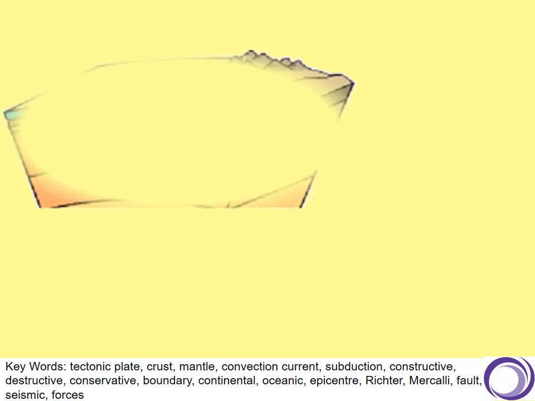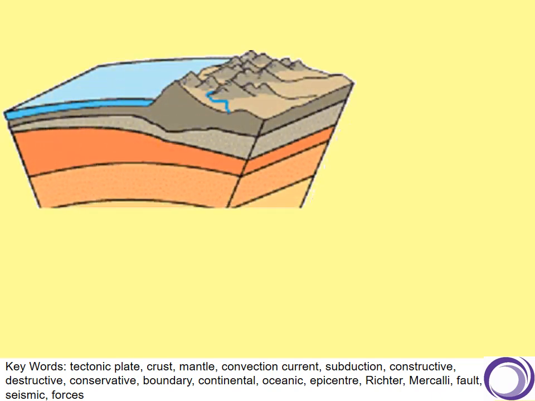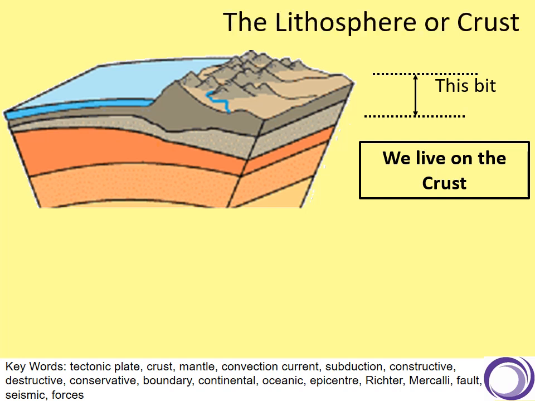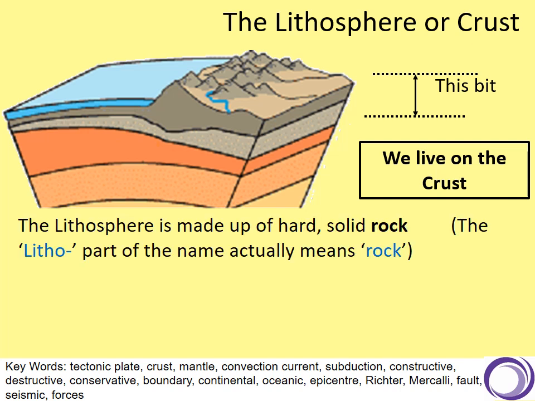So this is a cross section of the top part of our planet. We live on this area, the crust, and in particular this top section. This is the area that we've been able to live on and explore, and it's known as the lithosphere, but we can just carry on calling it the crust. For those of you who like to know what words mean, the lithosphere is made up of hard solid rock, and the litho part of the name actually means rock.